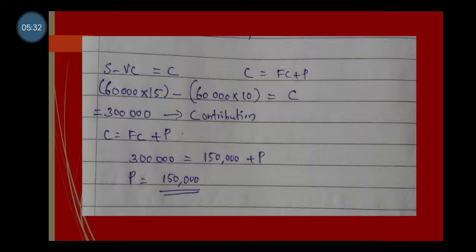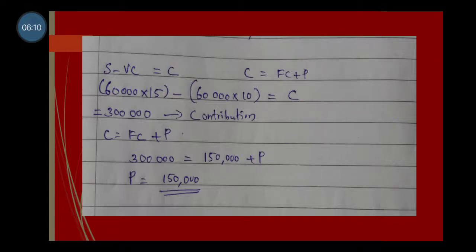Your contribution per unit is 5 rupees: 15 rupees selling price minus variable cost 10. 5 rupees is your contribution for 1 unit. 5 into 60,000, 3 lakhs, is your total contribution. From the contribution, you have to meet your fixed cost of rupees 1,50,000. After meeting the 1,50,000 fixed cost, your profit is rupees 1,50,000. So your maximum profit when you sell 60,000 units will be rupees 1,50,000.